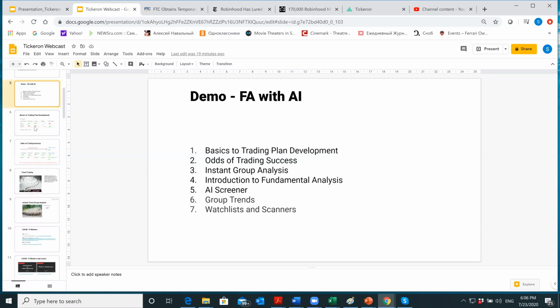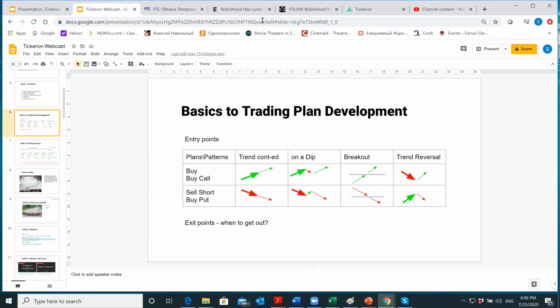Very briefly, you might know this stuff, but you might not know. So you can buy, if you trend up and you continue it, you bet on the fact that the trend is going to continue. Some people like to buy on a dip. Some people like to buy on the breakouts. This is applicable for the pattern trades. And some people like trend reversal, where most people lose the money.